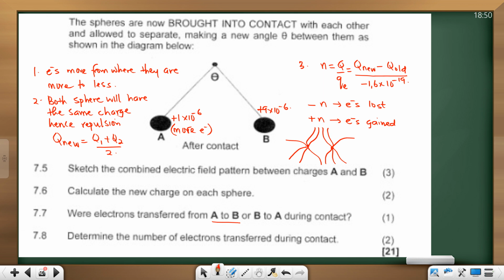Both of them would be positive because Q1 plus Q2, that's 10 divided by 2. They will both have positive 5. I hope you know how I got that right. I've just done the math. Positive means charges are leaving because they are both going to be positive.